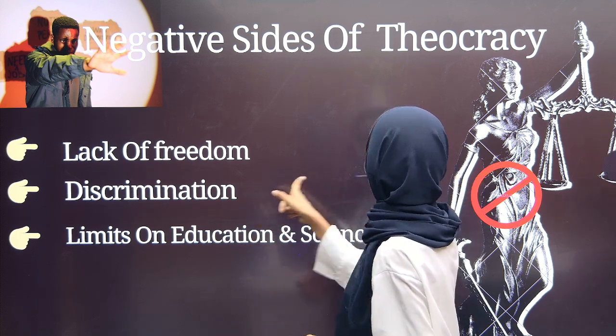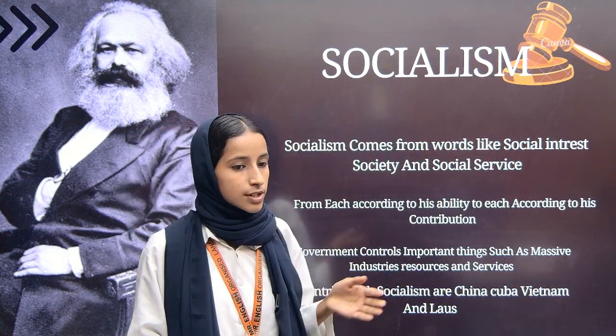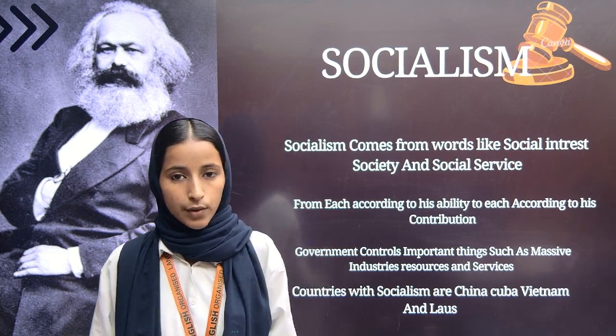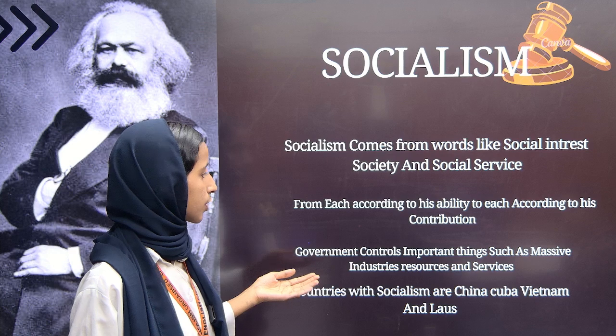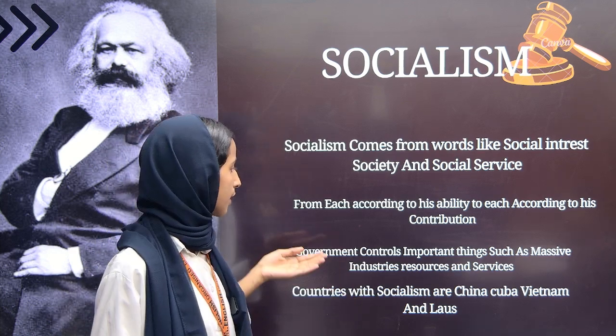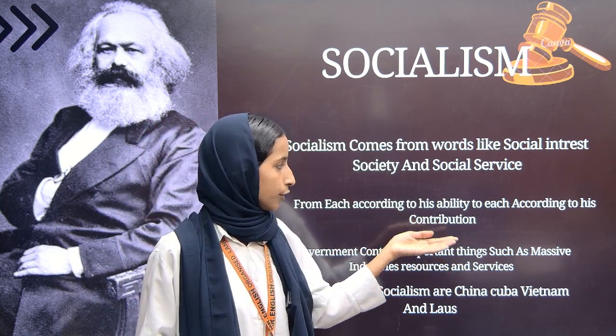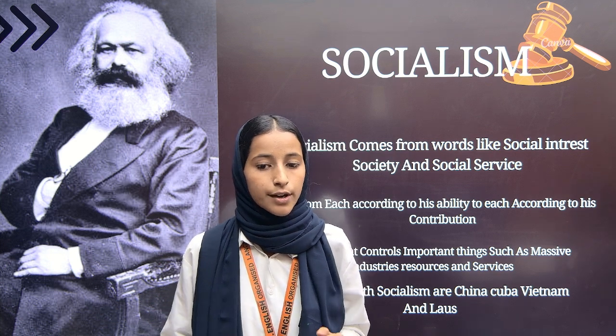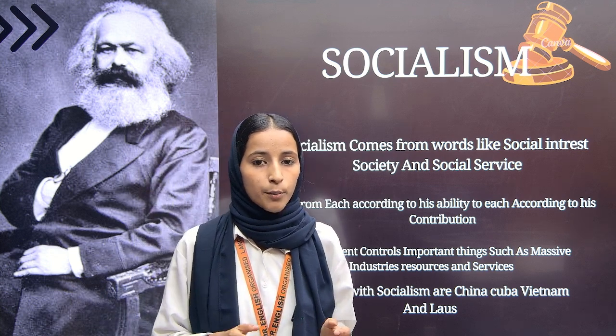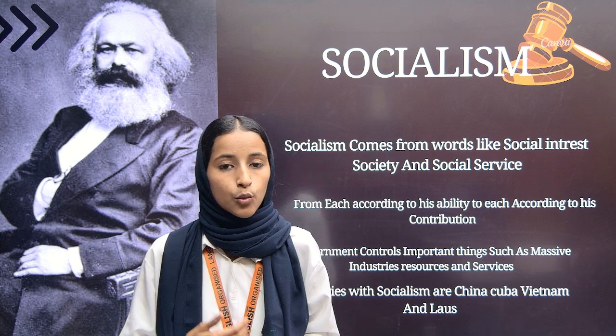Next, as you can see, socialism. Socialism comes from the Greek language, from words like social, interest and society, which means social services. Its definition is, as you can see, from each according to his ability and to each according to his contribution. Meaning in socialism, as much as you earn, you are not going to distribute your profit to others. But in communism, you have to distribute to each person.